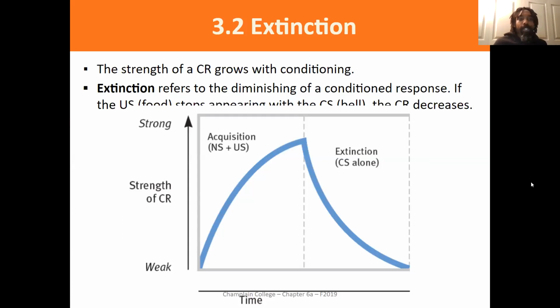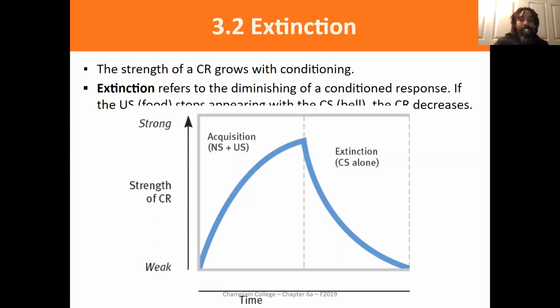Apologize for that. So the strength of a conditioned response grows with conditioning. In extinction, what happens, or what extinction refers to, is the diminishing of a conditioned response. If the unconditioned stimulus, so in the example, food, stops appearing with the conditioned stimulus, which is the bell, the conditioned response, which is salivation, decreases.